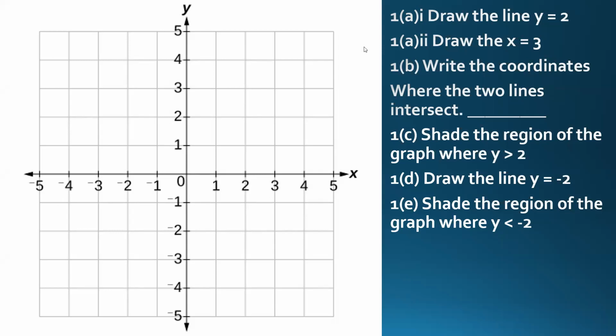Where's Michael? Michael, are you there? Yes, sir. When you draw the line x equals 4, it has to go all the way down. It can't just stop right there. It has to go all the way down. Yes, sir. And you didn't label the line y equals negative 3.